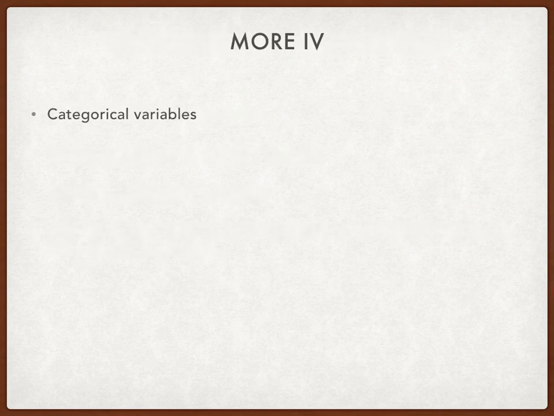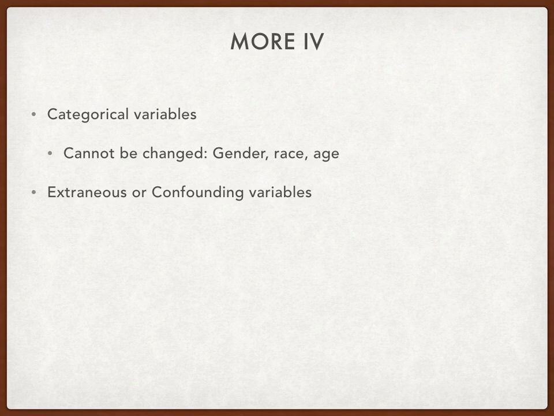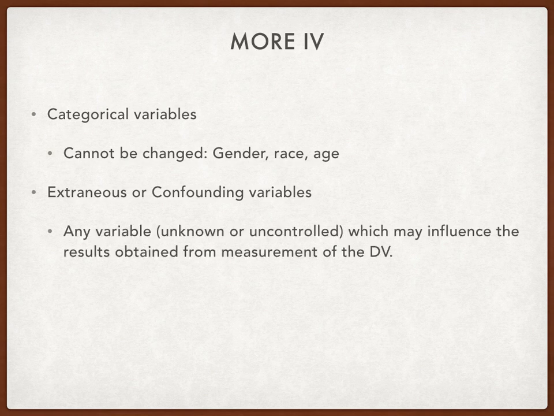Now, the categorical variables cannot be changed. So these are things like gender, race, and age. Extraneous or confounding variables: this is anything that the researcher really can't control, or it's unknown, that may influence the results from the study. Sometimes you get in the middle of a study and all of a sudden you realize, oh man, I forgot it. I didn't think about that. It's a variable that affects the outcome of your study.